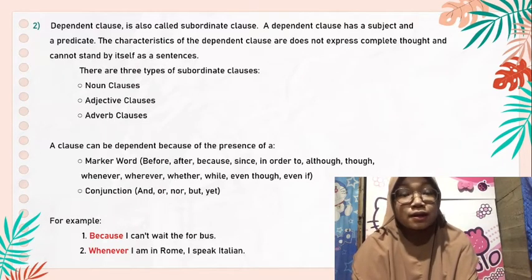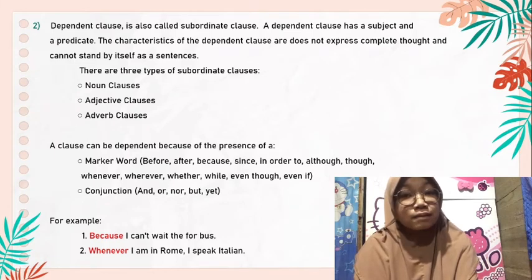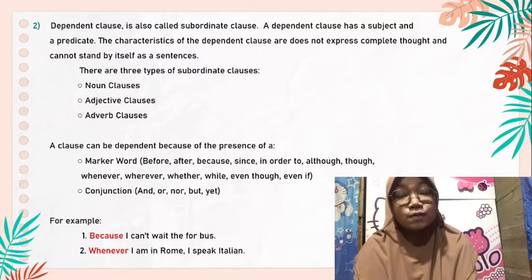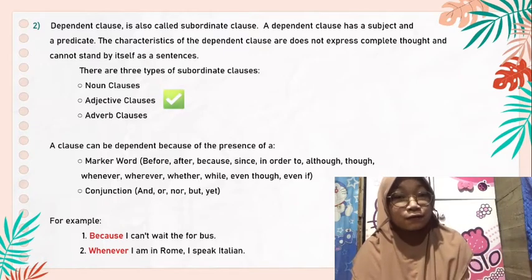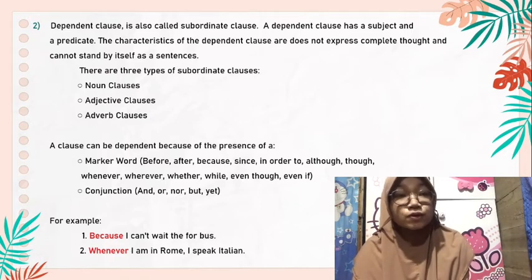Dependent clause is also called subordinate clause. A dependent clause has a subject and a predicate. The characteristics of the dependent clause are that it does not express a complete thought and cannot stand by itself as a sentence. There are three types of subordinate clause. First, noun clause. Second, adjective clause. Third, adverb clause.